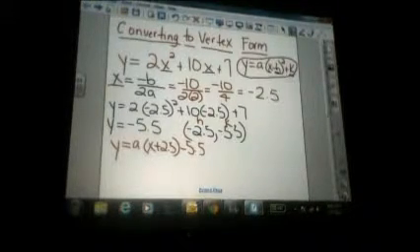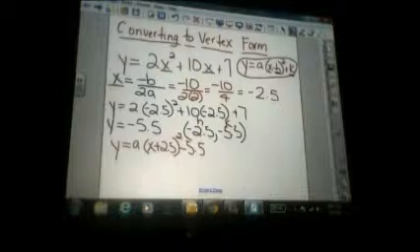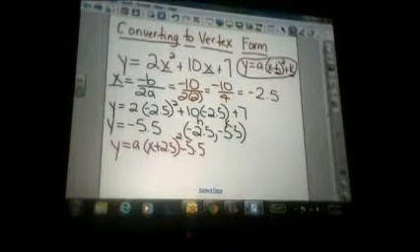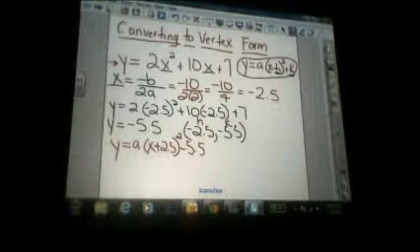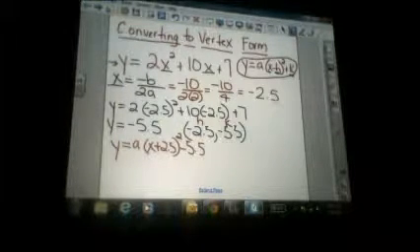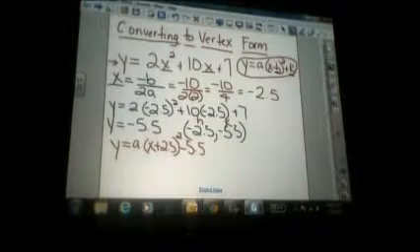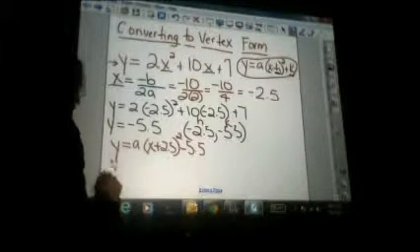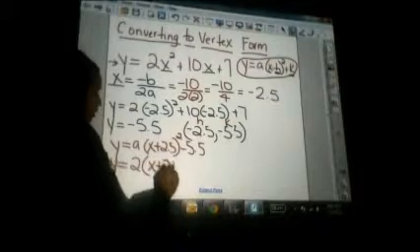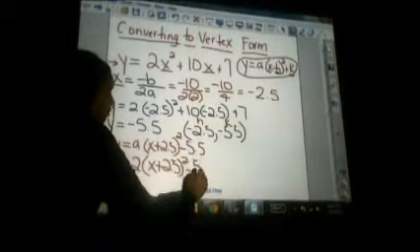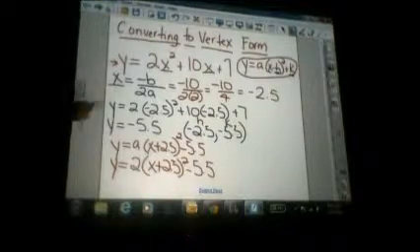We still do not have a, so we need to find what number a is. So we look at our original equation. Who can tell me what a is in the original equation? Two. a is 2. So now I write a is 2. And I can rewrite everything else the same: x plus 2.5 squared minus 5.5. And now we have just converted a quadratic equation from standard form to vertex form.